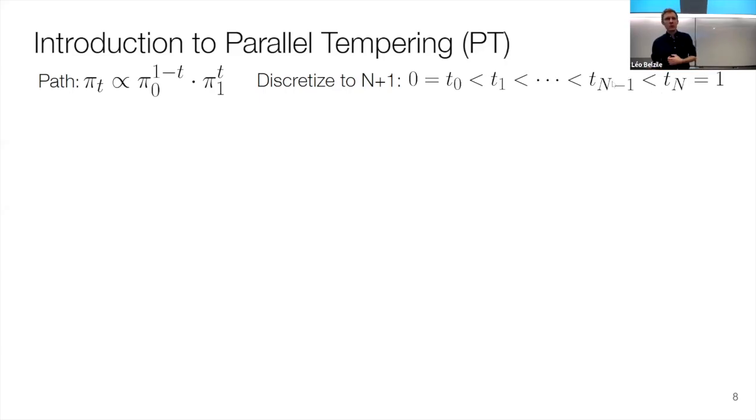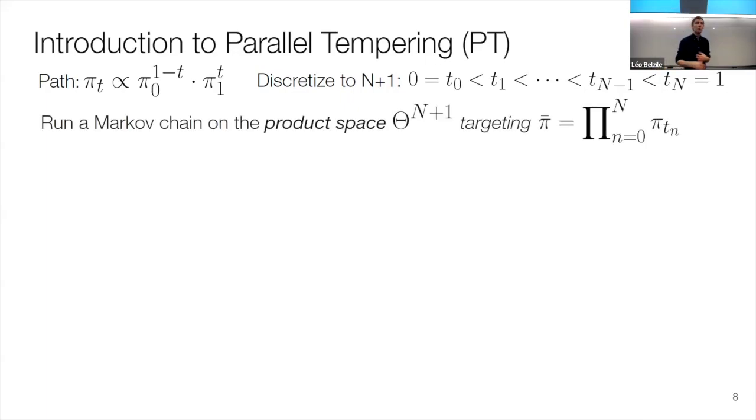Now, instead of running Markov chain Monte Carlo on just pi 1, I'm going to run it on the product space of n plus 1 copies of the original parameter space. Okay, so I've got pi t naught, pi t1, pi t2, all the way up to pi tn. I'm taking a big independent product of these distributions. That is my new augmented target for this big parallel tempering Markov chain that I'm going to define.